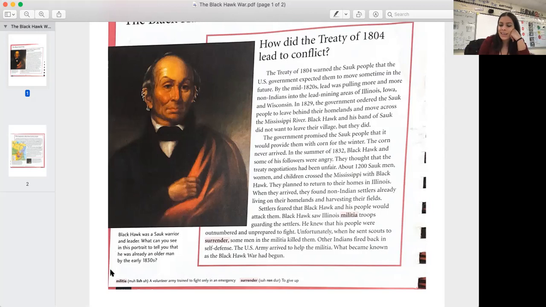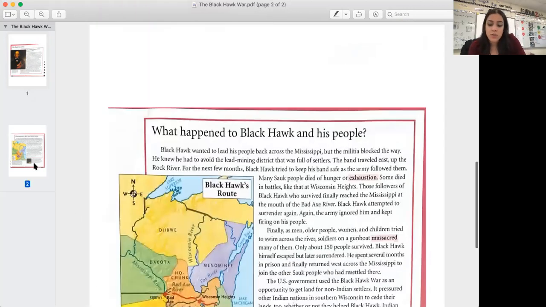So I'm noticing that cause and effect relationship here, and I'm going to ask you to write a summary below of this page, similar to how I just recited it. Tell me the relationship between the Treaty of 1804 and the Black Hawk War. Pause and do that if you need to, or you can continue on. But let's talk about what happened to Black Hawk and his people.